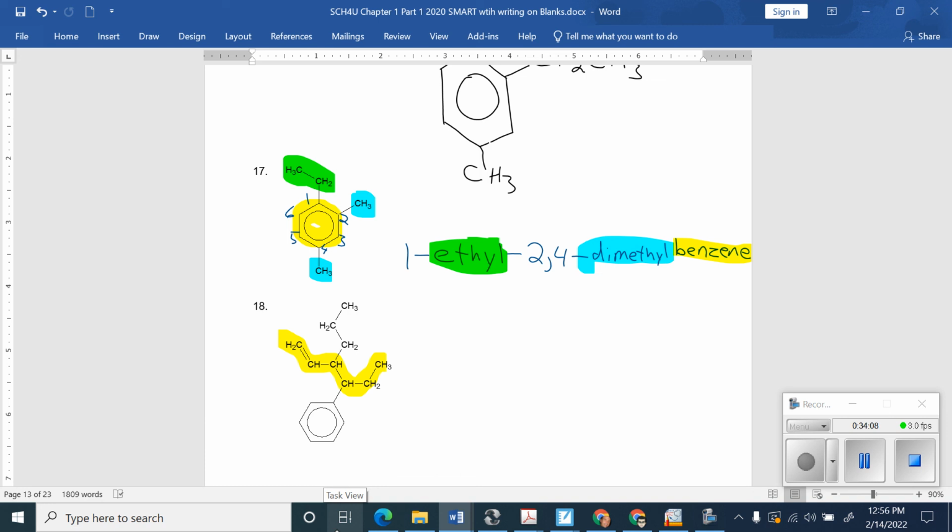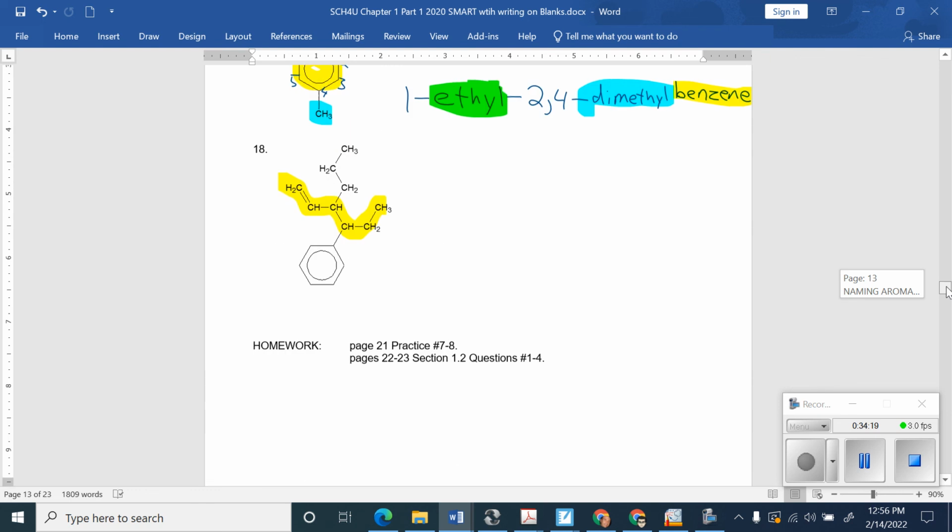Okay, so I'll leave 18 as a challenge, and then also there is some homework to do right there. Page 21, 7 and 8, 23, 1 and 4.